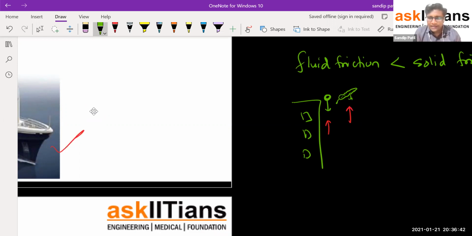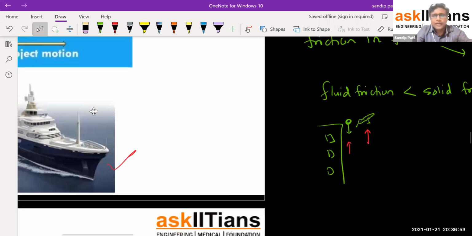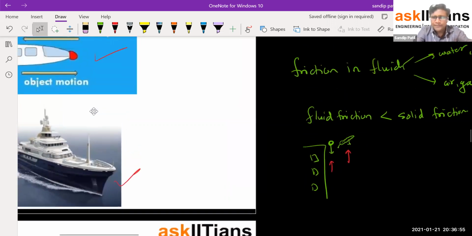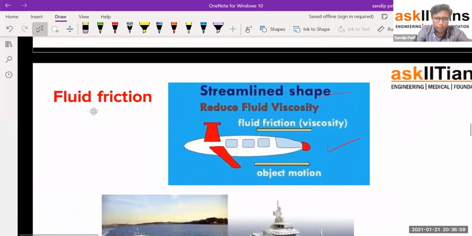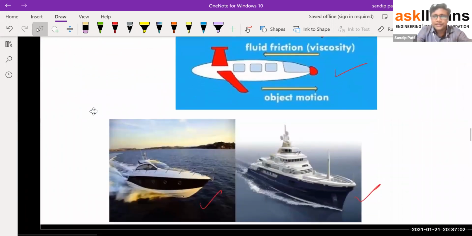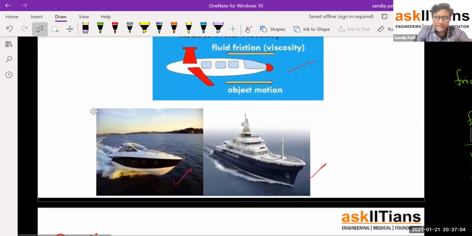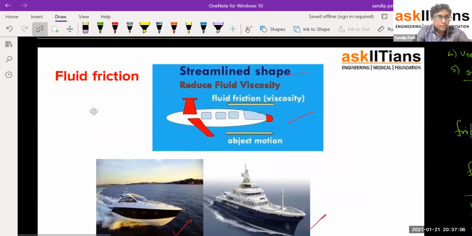So as the mass is less, air resistance will have more effect on the feather than the stone. Okay. And how to reduce this fluid friction? We have already seen that streamline shape, right? So if you have the streamline shape, then you can easily reduce that friction. Okay, simple. So like this aeroplane, we can say, or the ships, etc. Okay, so this is about the fluid friction.